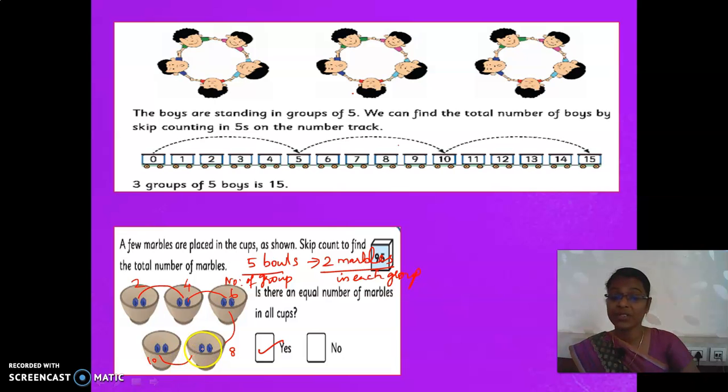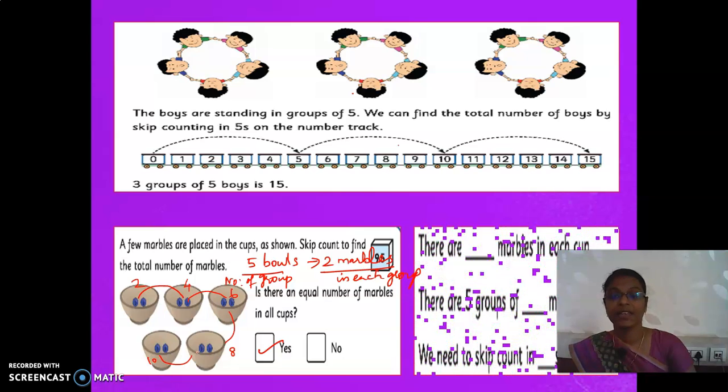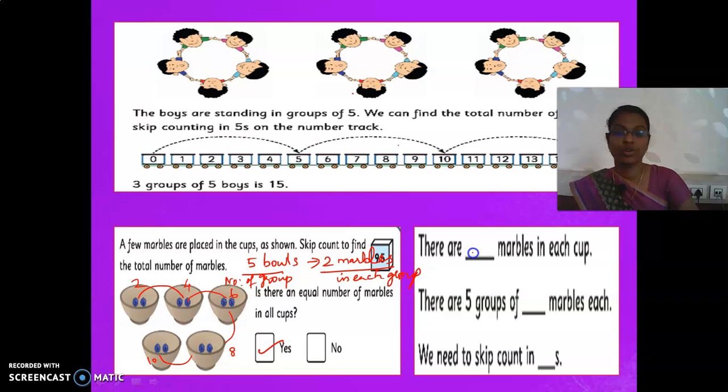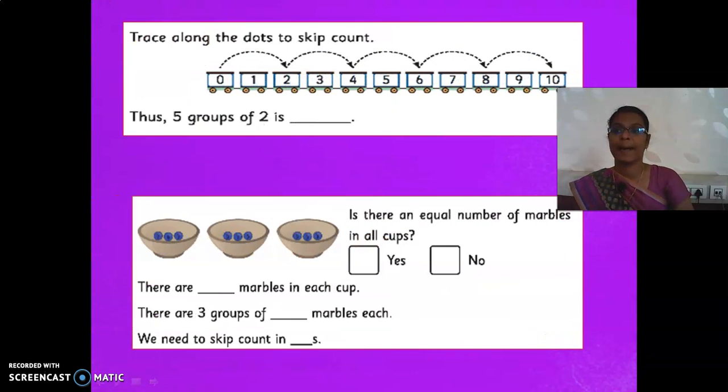So what method did I use? Skip counting method. How can I use the skip counting method? When we have similar objects in all the bowls. Now here you have to write: there are 2 marbles in each cup. There are 5 groups of 2 marbles each. We need to skip count in 2s. Is it right? Yes? Now see the other example.